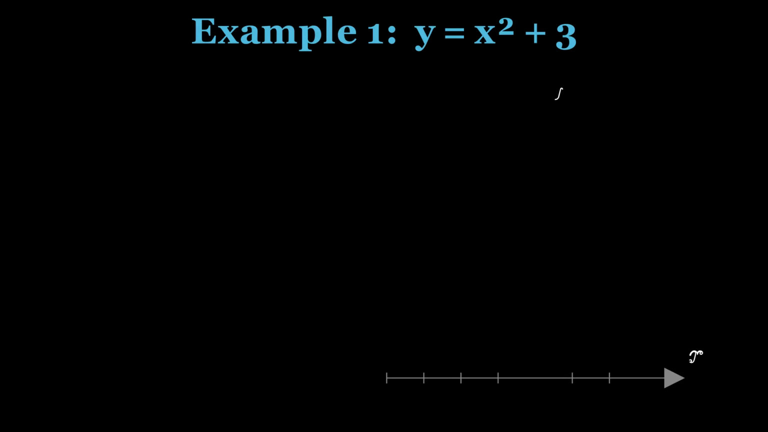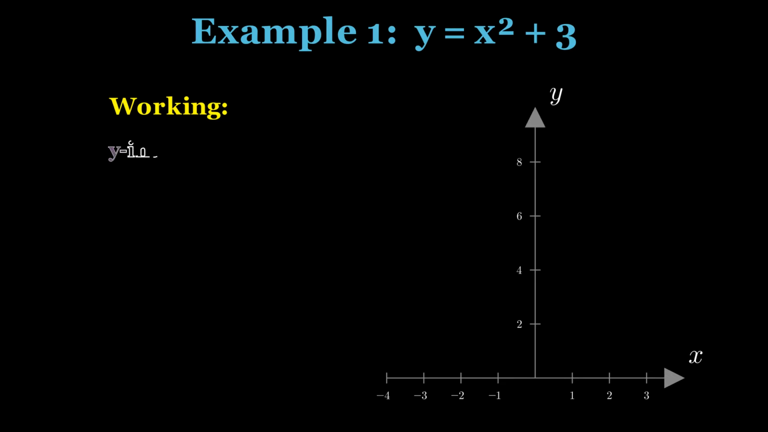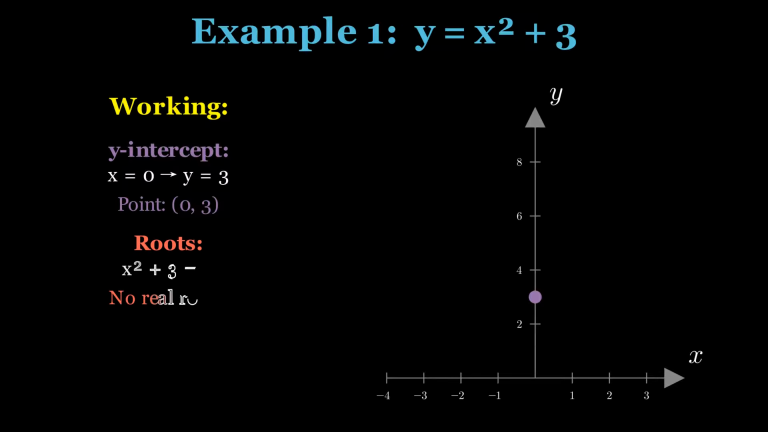Example 1. Y equals x squared plus 3. Y-intercept, set x to 0. Y equals 3. Point 0, 3. Roots. We need x squared plus 3 equals 0. No real solutions. This parabola doesn't cross the x-axis.